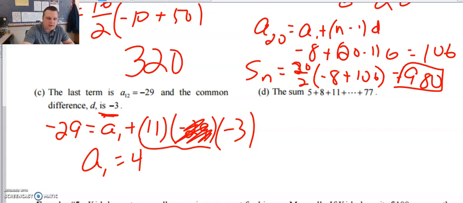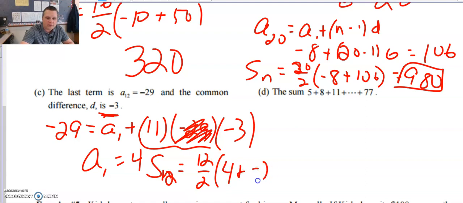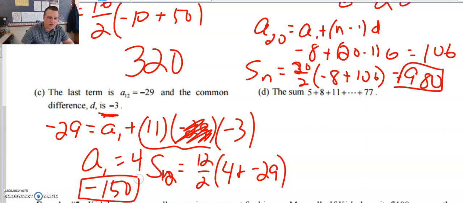So now you go ahead to your sum, and it's S of 12, so 12 divided by 2, A1 is 4, plus a -29 for your A12 in this case, multiply them, and you end up getting -150. So you can have positive values, you can have negative values, you can have fractions, it doesn't matter.